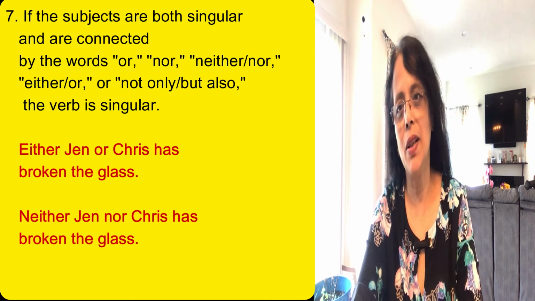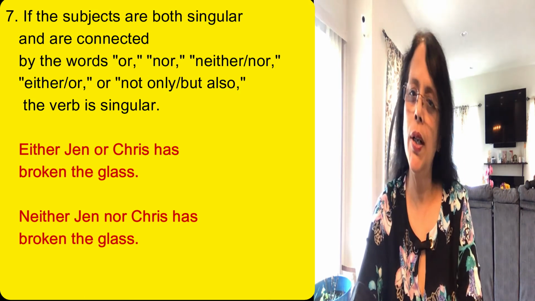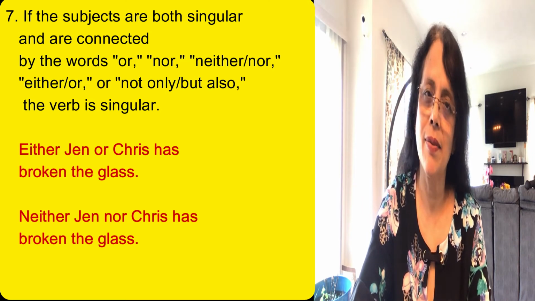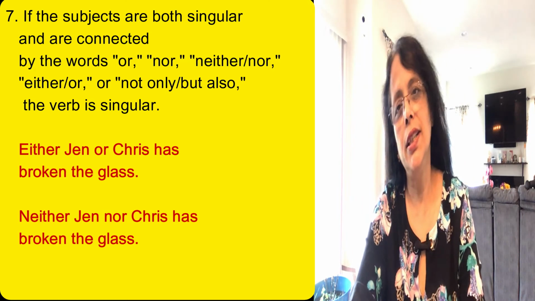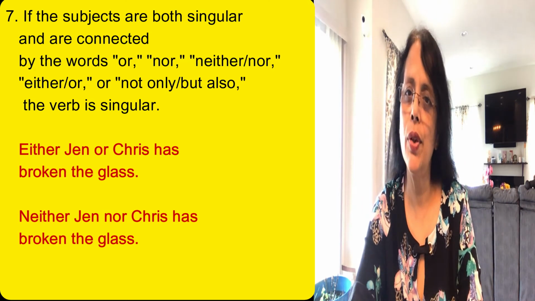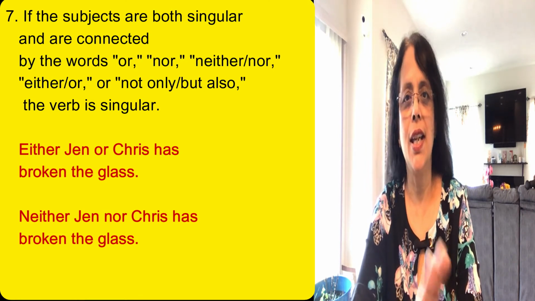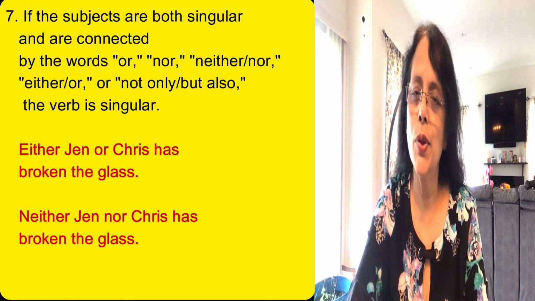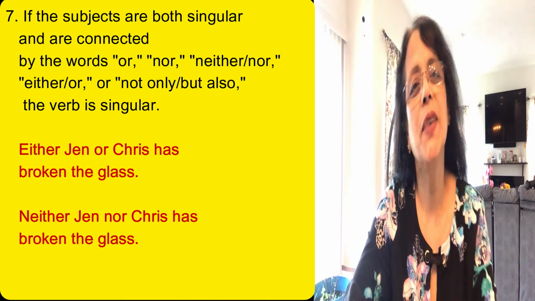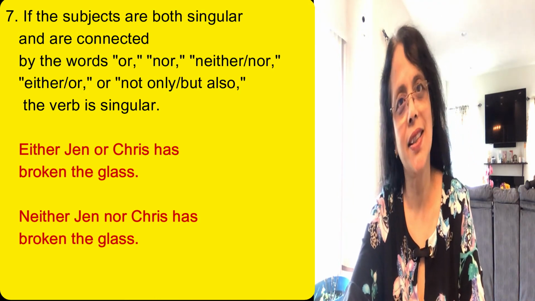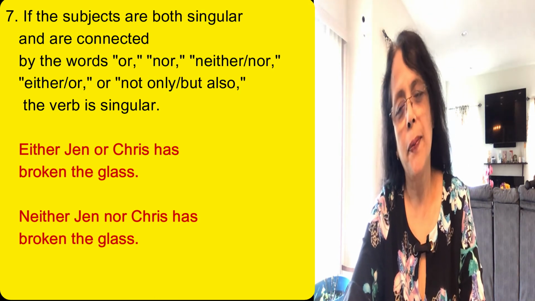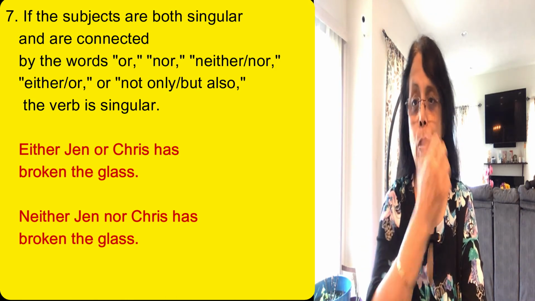See the example. Either Jen or Chris has broken the glass. Or neither Jen nor Chris has broken the glass. Has is singular. And what's the plural of has? It's have. Yes, you're right. Good. So let's move on to the next rule.